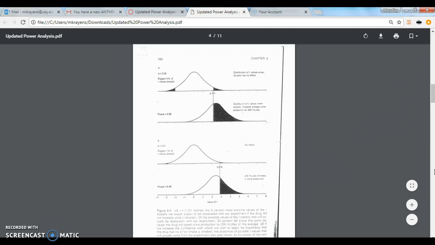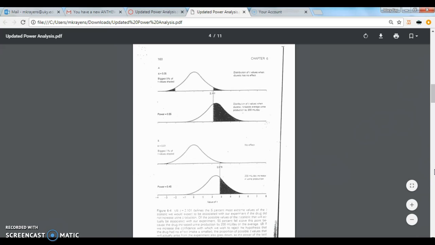So the top two curves show the distribution of possible t-values. Since it's a comparison of two means, we would use a two-sample t-test to compare them. It's the distribution of all the possible t-values that you might get if in fact the diuretic was totally ineffective and it didn't influence urine output at all. If that were true and you had a critical value of 2.101, then anytime you observed a t-value greater than 2.101 or less than minus 2.101, you would reject the null hypothesis and conclude that the means were different.